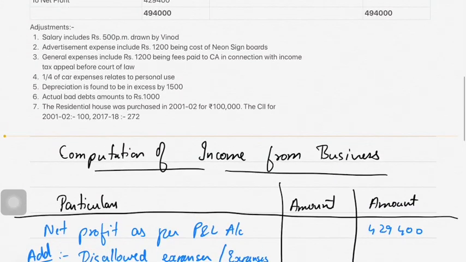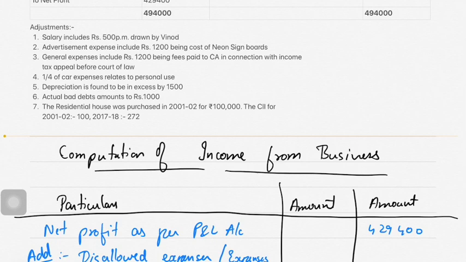$1,200. Next, general expense include, that is okay. So that belongs to business only. General expense include 1200 being fees paid to CA in connection with income tax appeal. That is a business expense itself. So the amount which is paid to CA, that expense is allowed.